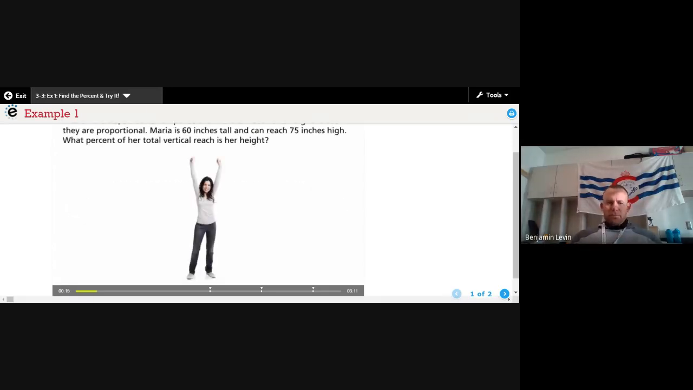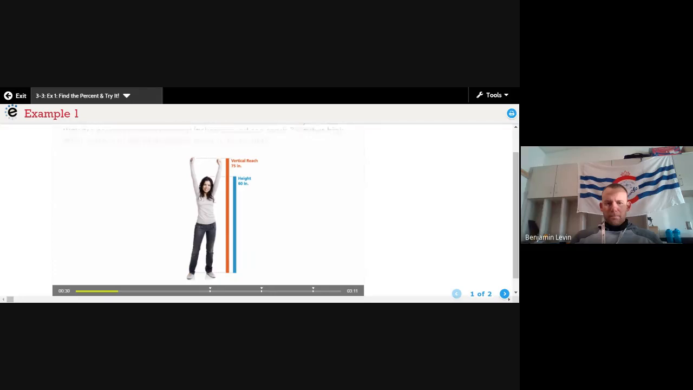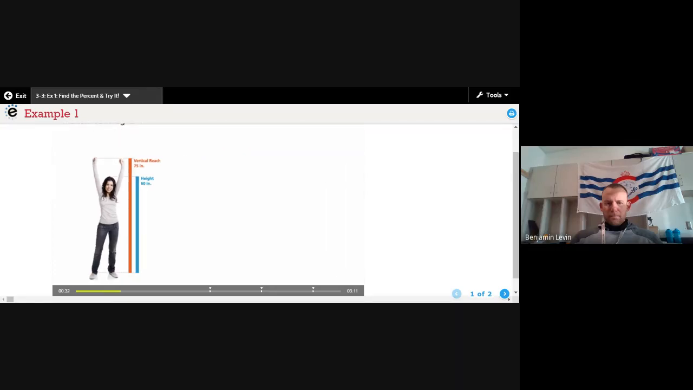In science class, students compared their vertical reach and height to see if they are proportional. Maria is 60 inches tall and can reach 75 inches high. What percent of her total vertical reach is her height? First, let's use our data to make a bar diagram. Then we can use proportional reasoning to develop the percent equation. Maria's vertical reach will be the whole. It is 100%. Her height will be the part.